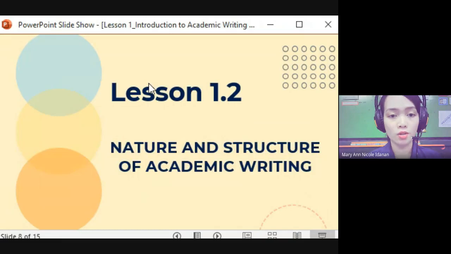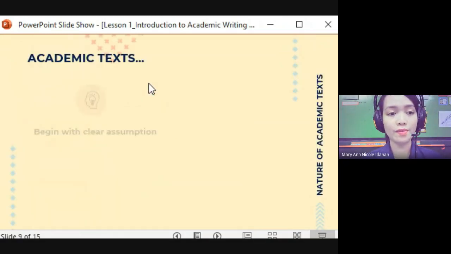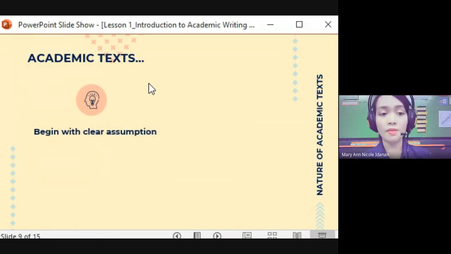Now, class, let's proceed with the nature and structure of academic writing. So, what are the natures or characteristics of academic writing? We have the first one. It begins with a clear assumption. When we say assumption, it is not just the kind of assumption where you assume things, just like how you assume that your crush also has a crush on you. Academic text begins with a clear assumption. Before you start writing, you have this clear assumption in you that this is what you believe, this is what you're trying to point out, this is what you want your readers to know.